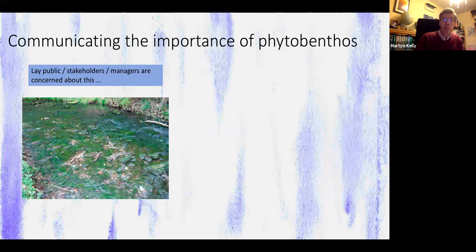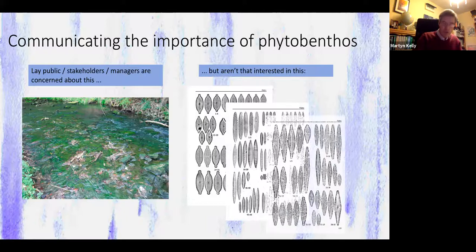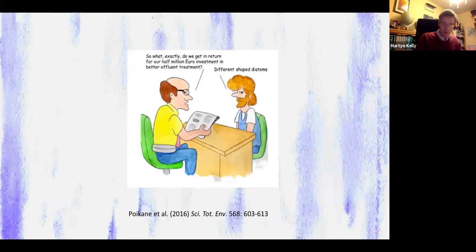The lay public, stakeholders and managers are concerned with fairly gross effects, such as filamentous algal growth and what that does for water users and for perceptions. How do we convince regulators and lawmakers that assessment based on a group of organisms that they know little about is actually worthwhile? And I don't think diatomists always help their cause with their excessive attention to detail.